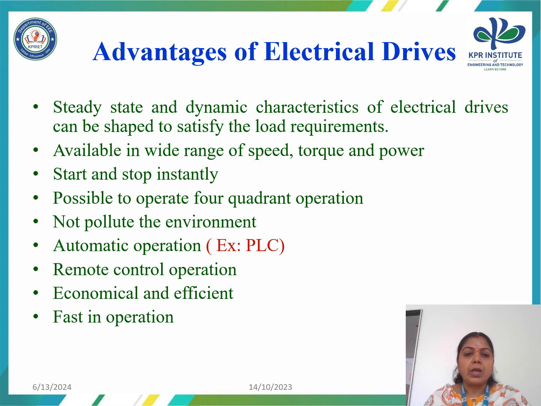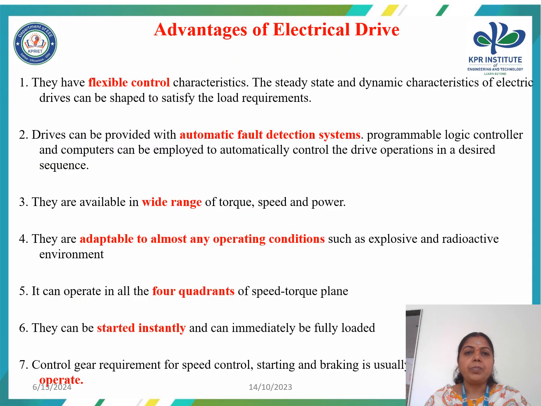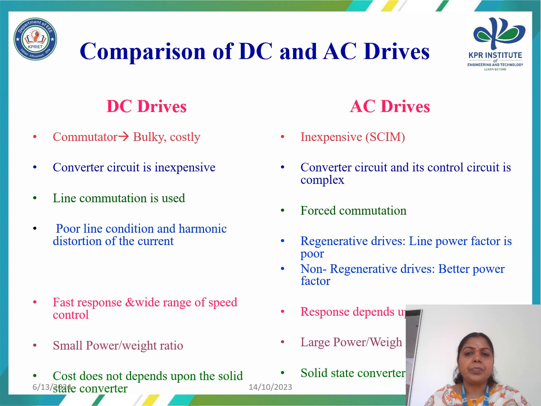They do not pollute the environment. Then there are automatic operations, like by using a PLC drive. Remote control operation, economical and efficient, fast in operations. So these are the details of the advantages of an electrical drive with respect to the quadrants of operation. So this is for the comparison of a DC drive and an AC drive.